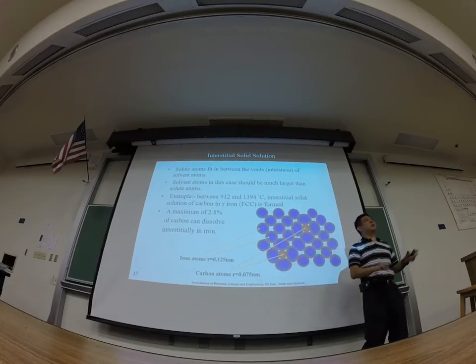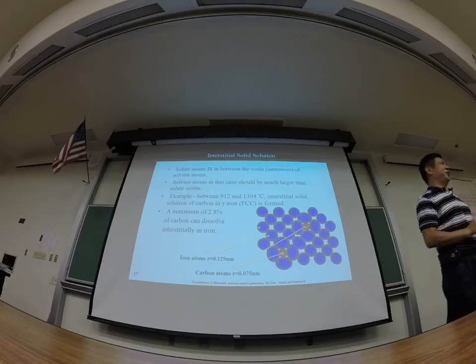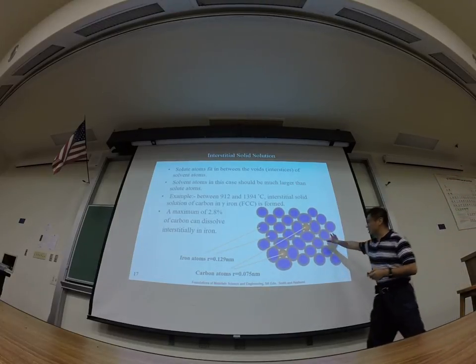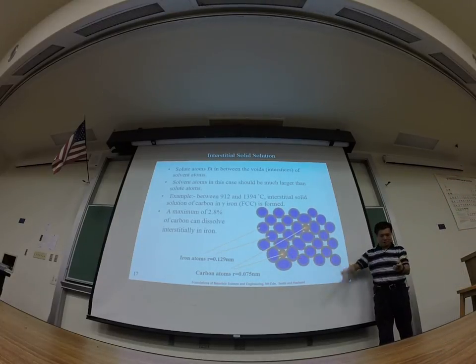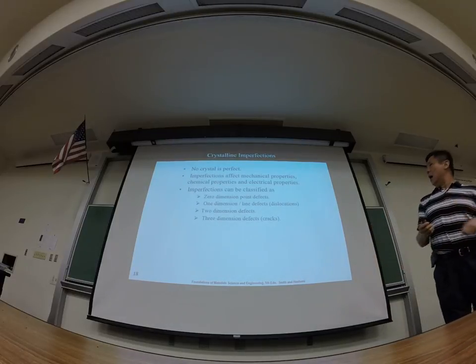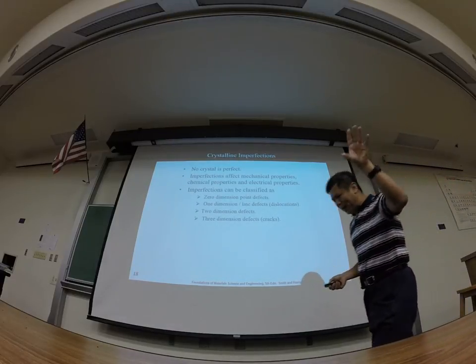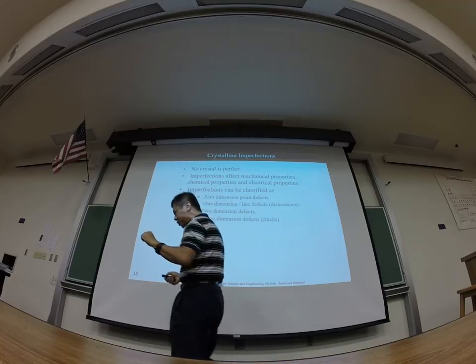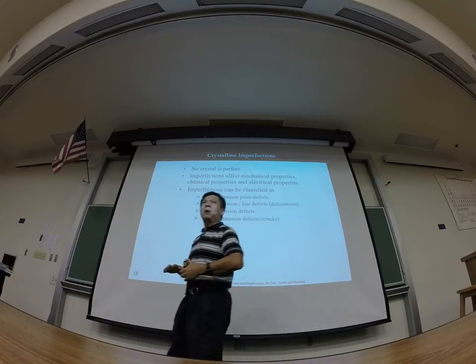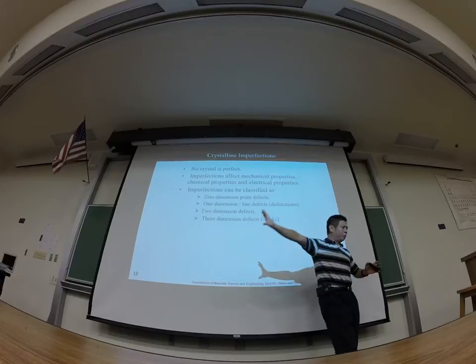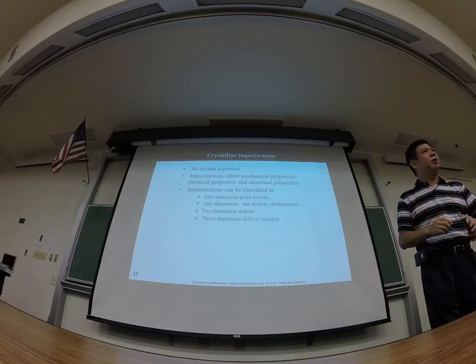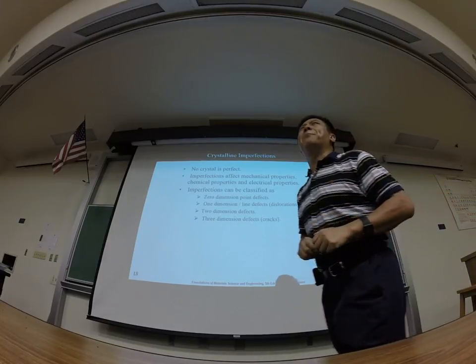Surrounding iron atoms, they need to undergo some deformation. Okay? So there's evidence from X-ray diffraction that shows that. Okay, so we talked about solid solutions, two different types of solid solution. And now let's talk about crystal imperfections or defects, because defects are so important.